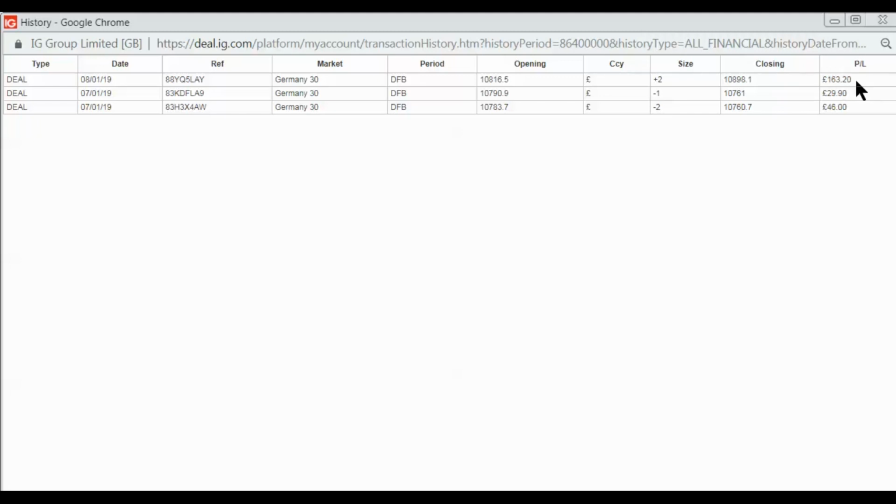So target hit. So if we go back and have a look at what the DAX is doing at the moment, now that it's banked the money for me, that's banked in my account now. Very, very easy, simple trade, and it's quick. Only tiny amounts of money all add up. 163 there, and that was just low hanging fruit, a low hanging fruit trade.